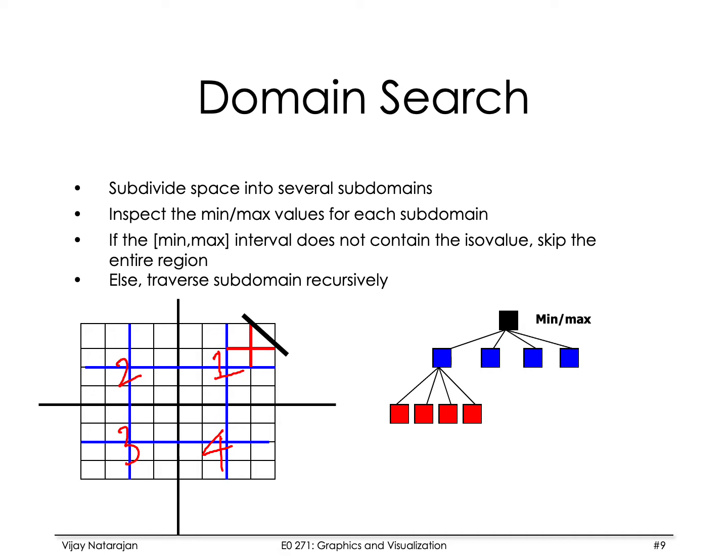Now again, 1 has 4 children. I would recurse to only one of them, as we can see, until I go and identify the one cell that contains the isocontour. And when I do this, I stop. Now, when I identify the cell containing the isocontour, I use the lookup table to extract the isocontour and display it.